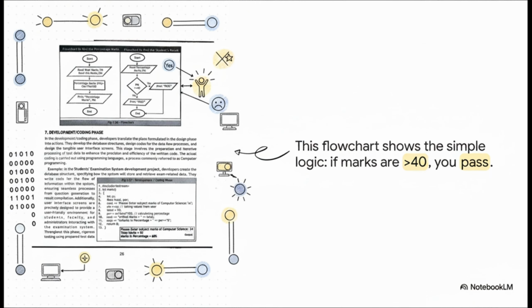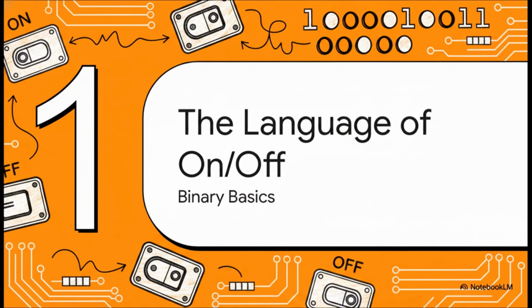The computer running this logic has no idea what 40 is or what passing even means. Its entire universe is just two things, on and off. So if we want to understand how that pass-fail decision really happens, we've got to learn the machine's native language. It's time to zoom all the way in and start talking the language of on and off.